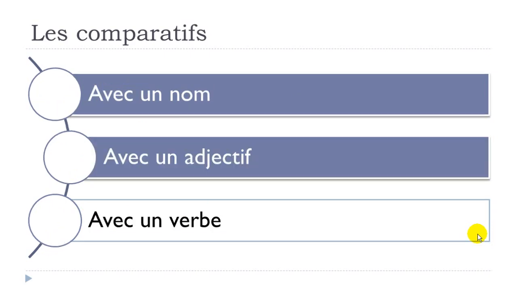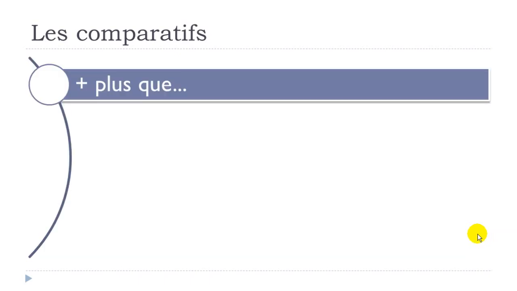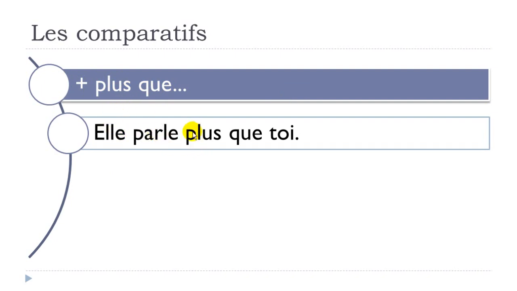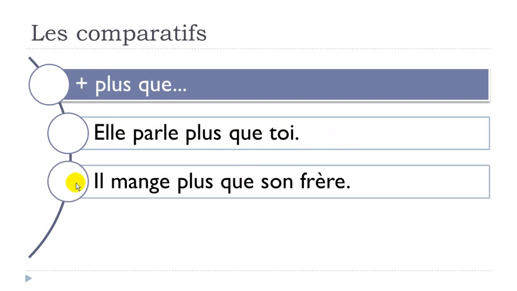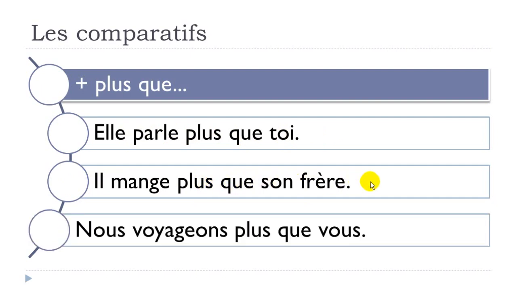All right. And so the last structure, if you want to compare with a verb, then remember, plus will be with the S. So pronounce it: plus que. Okay, let's see now. Elle parle plus que toi. Il mange plus que son frère. Nous voyageons plus que vous.